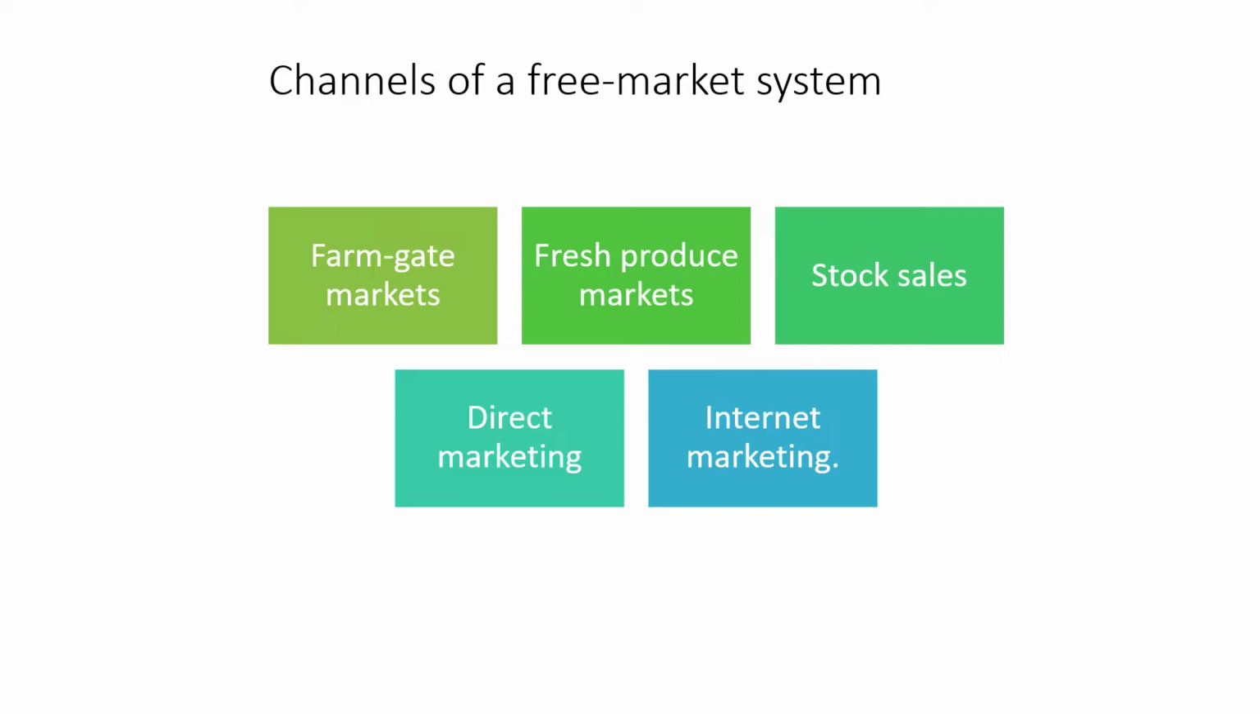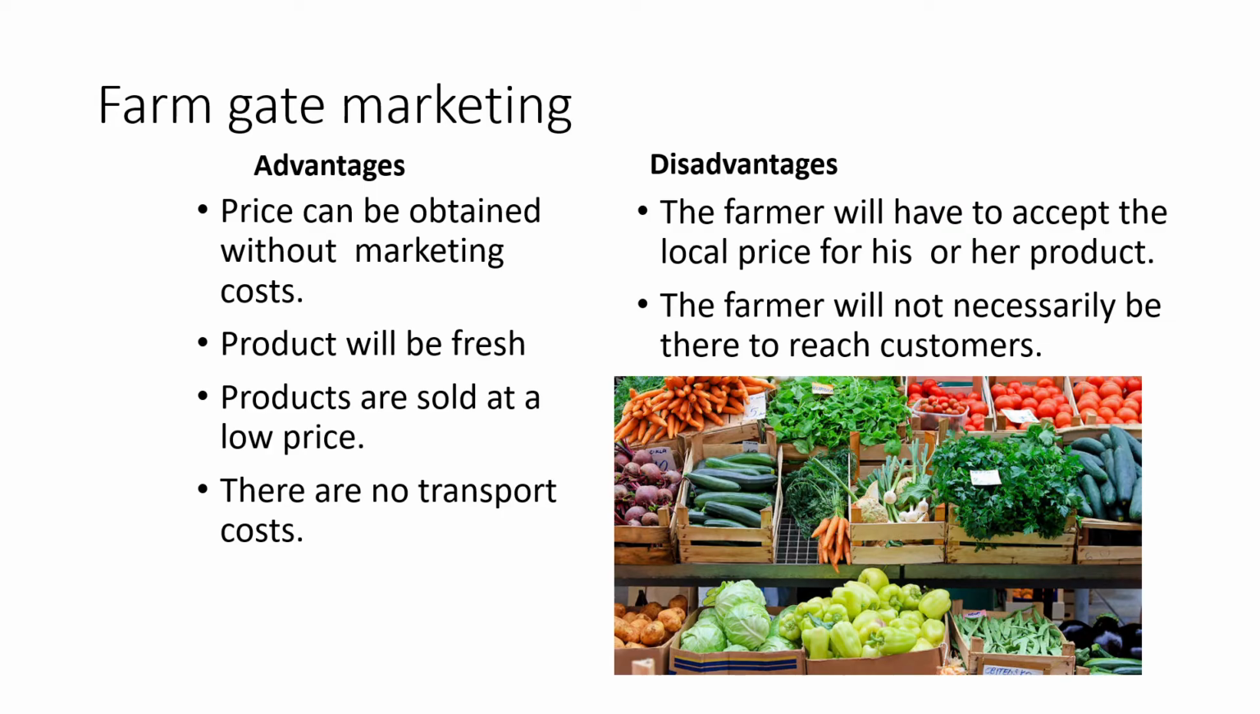So the first one is farm gate marketing, and as the picture shows here, usually you can sell fresh produce. This can be vegetables or fruit or even livestock. But the point being, this produce is sold on the farm, directly from the farmer on the farm. So one of the advantages is that the farmer doesn't have to pay any transport costs, because all his produce is on his land. So it takes the transport away.